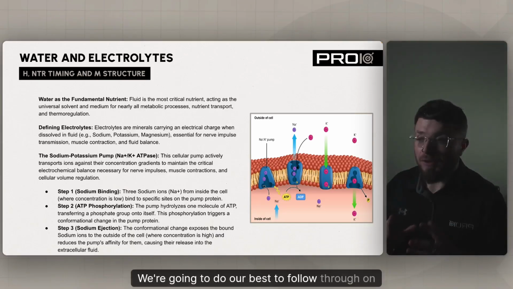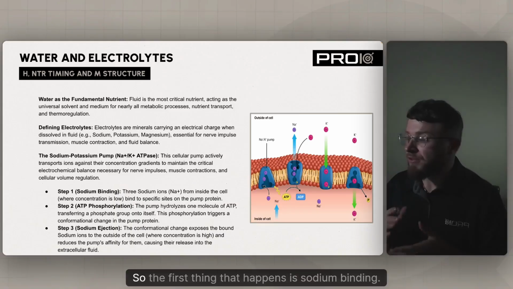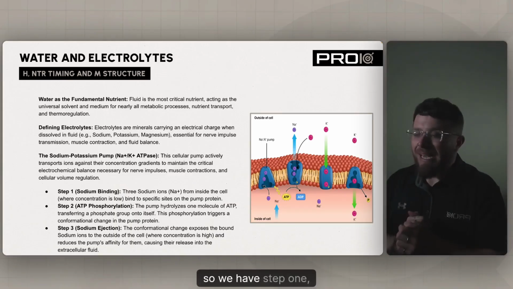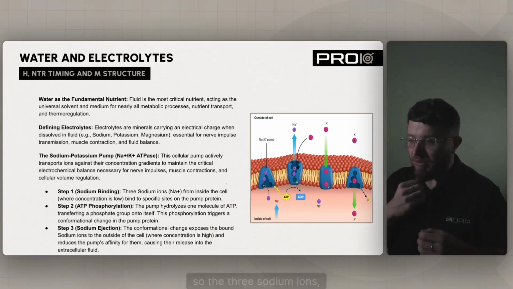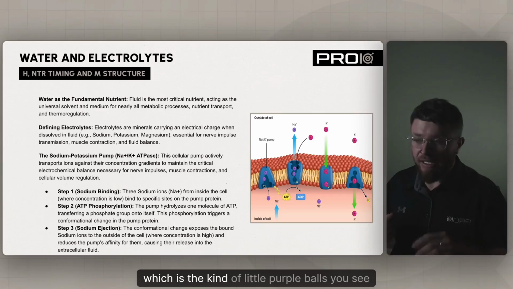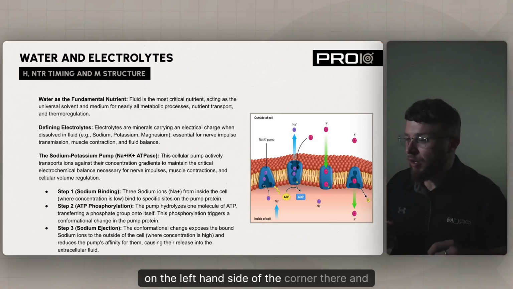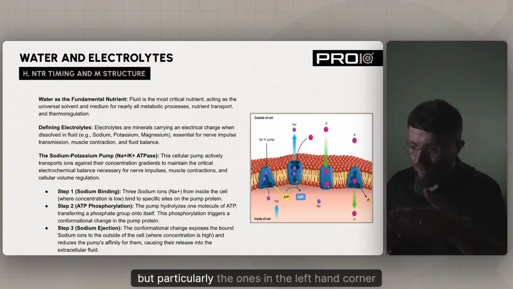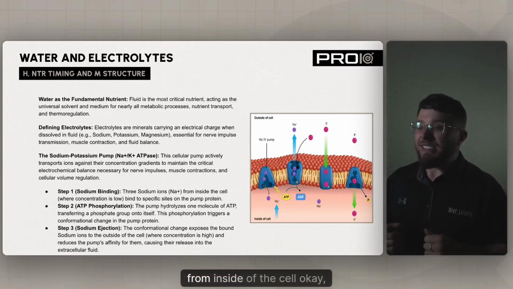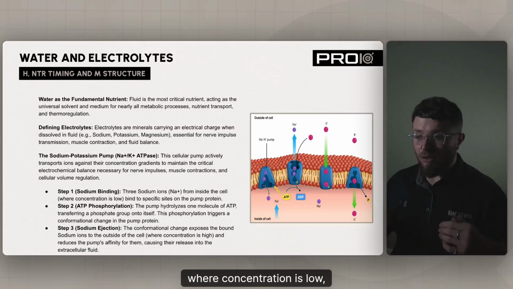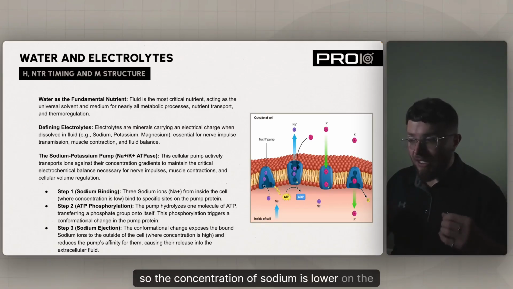We're going to do our best to follow through on this. We're going to go through the first 3 steps first. So the first thing that happens is sodium binding. So we have step 1, which is sodium binding. Okay, so the 3 sodium ions, which are the little purple balls you see on the left-hand side of the corner there and everywhere else in the picture, but particularly the ones in the left-hand corner, from inside of the cell, okay, where concentration is low. So the concentration of sodium is lower on the inside of the cell.